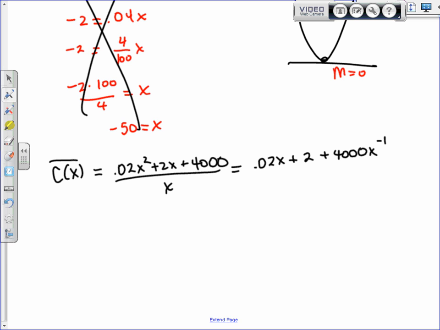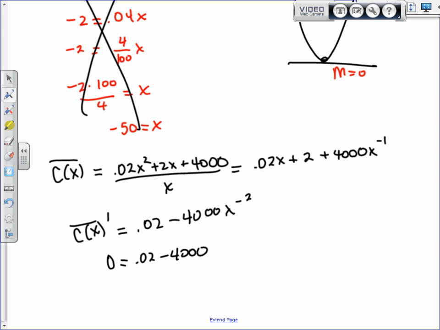All right, average cost. All right, so c bar prime, I love all these words, equals the derivative. So 0.02, no more x, right? Derivative of 2 is gone, minus 4,000 x to the negative 2. You want to find when that's equal to 0. So 0 equals 0.02 minus 4,000, because the derivative of 2 is 0. So we took the derivative. All right, over x squared.